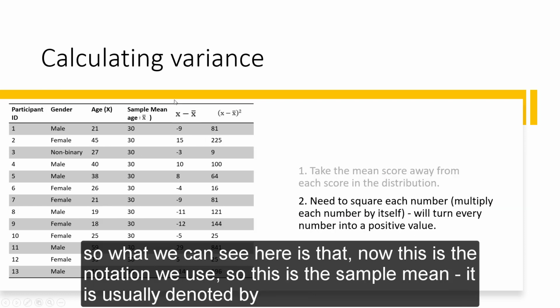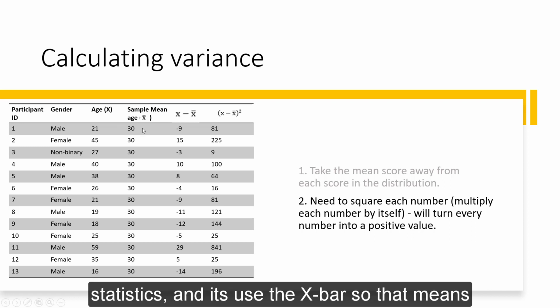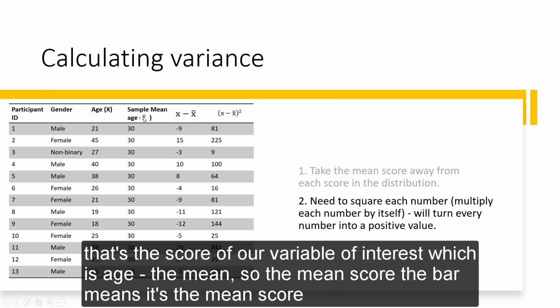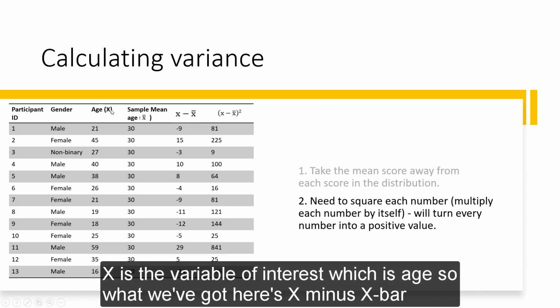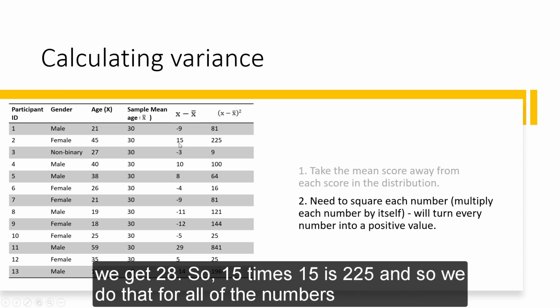So what we can see here, now this is the notation we use. A sample mean is usually denoted, if you remember the slide where we talked about parameters and statistics, x bar. So that means the mean score on our variable of interest, which is age. The bar means it's the mean score. X is the variable of interest, which is age. So what we've got here is x minus x bar. And then what we've got to do with that, we've got to square it. And this is the value we get. So -9 times -9 is 81, 15 times 15 is 225, and so on. So we've got to do that for all of the numbers.